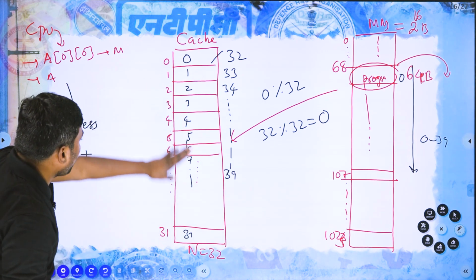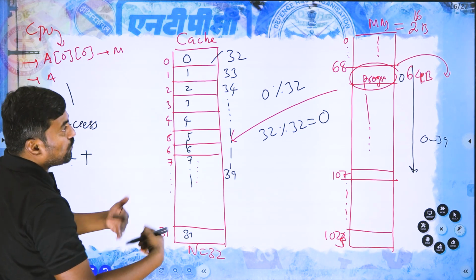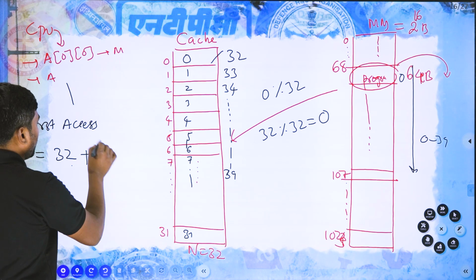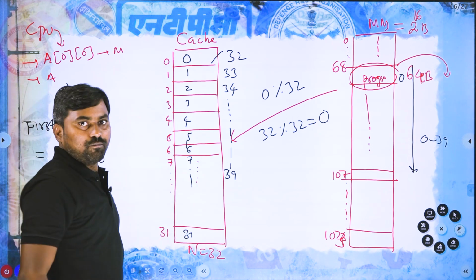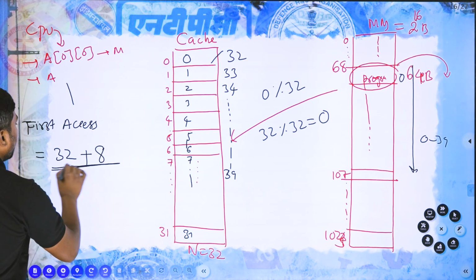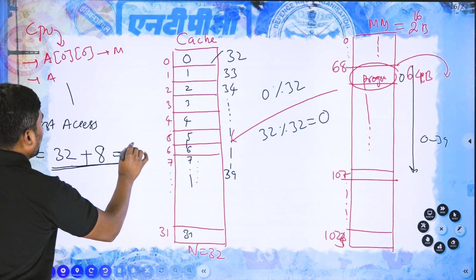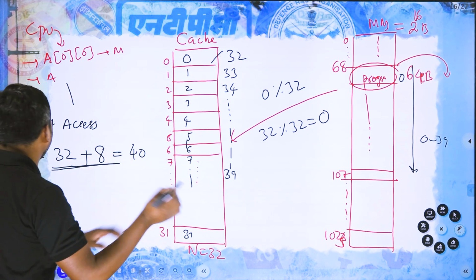So now how many remaining will be missed again? After 31, up to 40, 8 will be missed. Getting my point? So for the first access, 32 plus 8, a total of 40 misses will be there. Getting it? 40 data misses will be there. The remaining will be hits only.